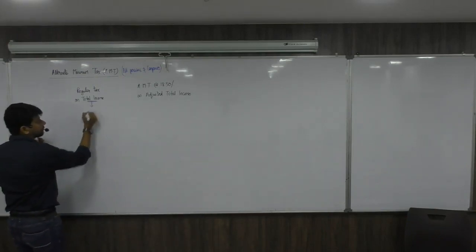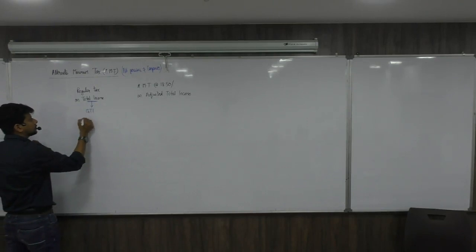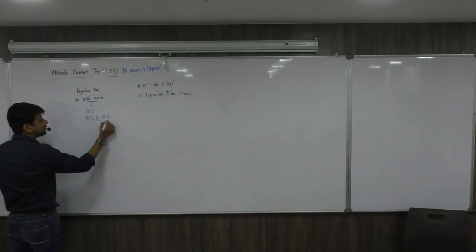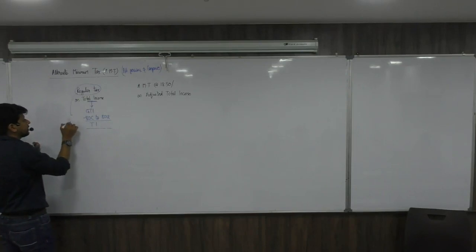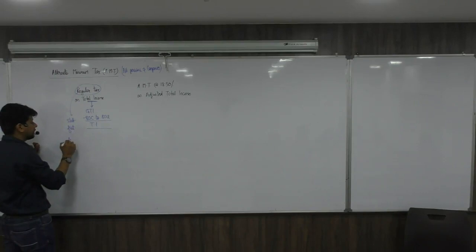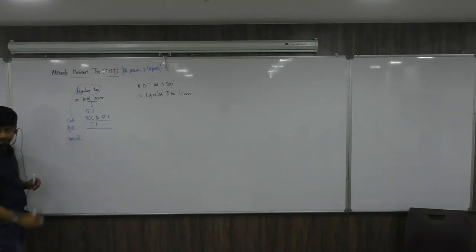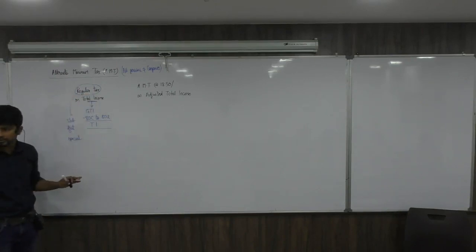Calculate your total income, meaning gross total income minus deductions from section 80C to 80U. This is my total income. Calculate your regular tax. How will you calculate it? Slab rate; if it is a firm, flat rate; capital gains, casual winnings, dividend income attract special rates. This gives an amount. Do not include surcharge, do not include education cess right now, just calculate the basic amount.